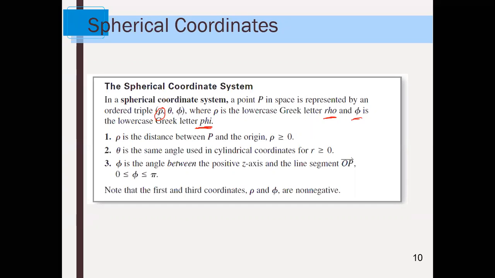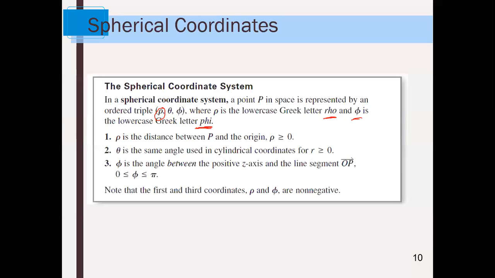Phi is the angle made, like if I were to actually put the point on a segment emanating from the origin, or a vector emanating from the origin. Phi is the angle made between the positive z-axis and that vector. Essentially, it's the angle between the point, thought of as a vector emanating from the origin, and the vector k. Remember the vector k, like 0, 0, 1? It's basically the angle between those two things.